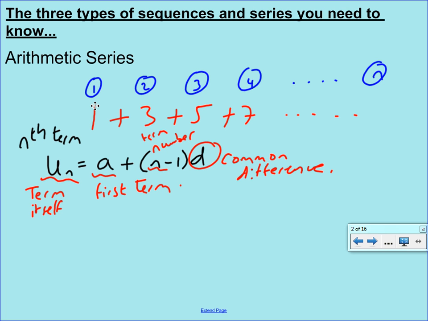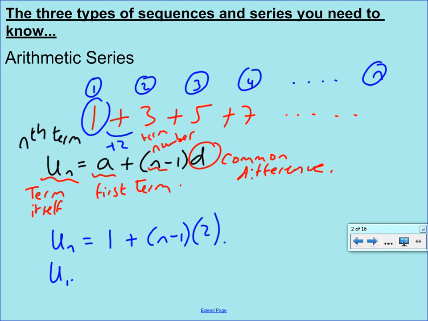So let's then put this series that I've put in front of you in terms of an nth term. So un would equal, well, a is the first term and a is 1, plus (n minus 1). What's the difference between these? Well, it's plus 2 every time, isn't it? So therefore the common difference is 2. There we go, we've got an nth term. And from here, I could find the 100th term.